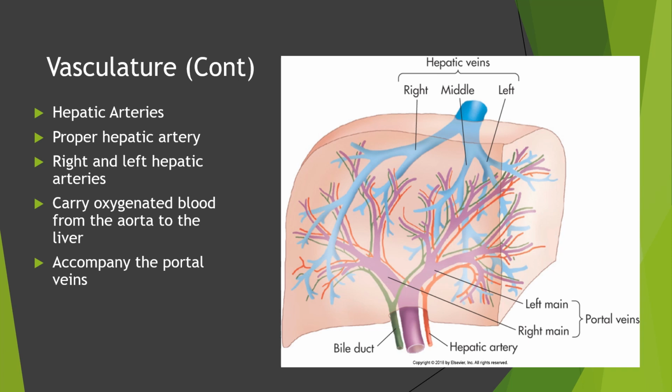The common hepatic artery is going to branch into the gastroduodenal artery and the proper hepatic artery. The proper hepatic artery is going to enter the porta hepatis. It's going to split just like the portal vein does into a right and a left hepatic artery.